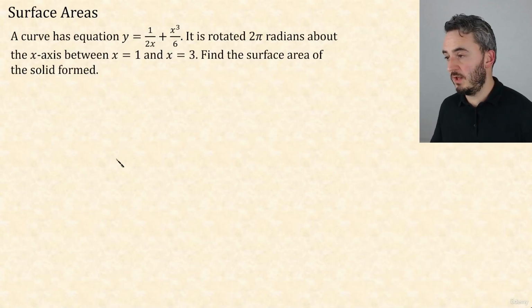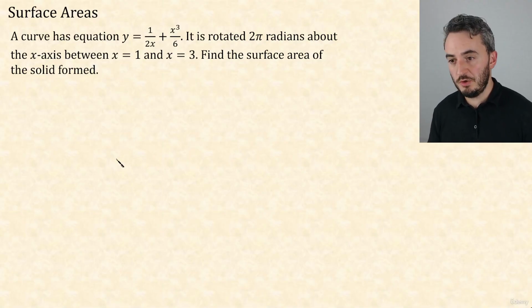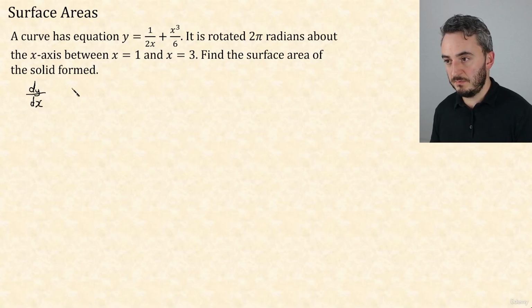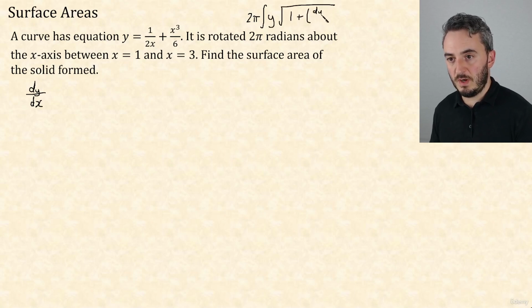Okay, let's try another one here. A curve has equation 1 over 2x plus x cubed over 6. It's rotated 2 pi radians about the x-axis between 1 and 3. Find the surface area of the solid formed. Okay, so we know what to do now, and definitely pause the video and try this one for yourself. If you need a reminder, it's 2 pi times the integral of y times the square root of 1 plus dy by dx squared. So definitely do have a crack at this yourself.